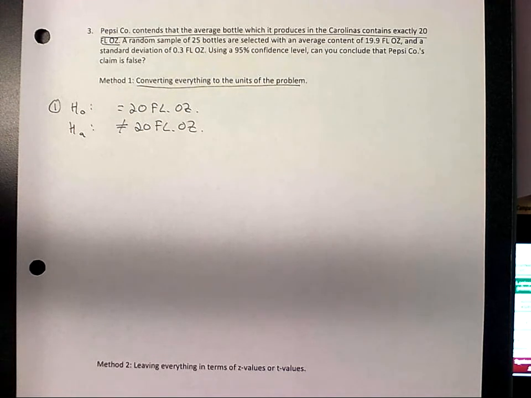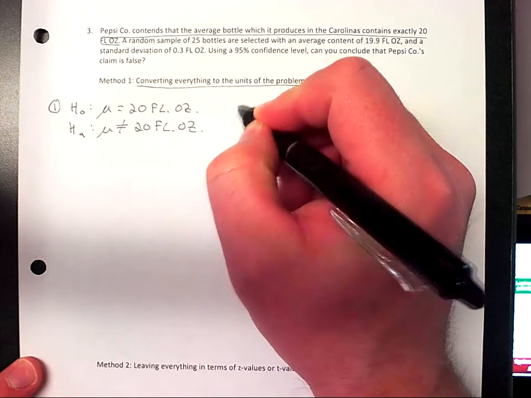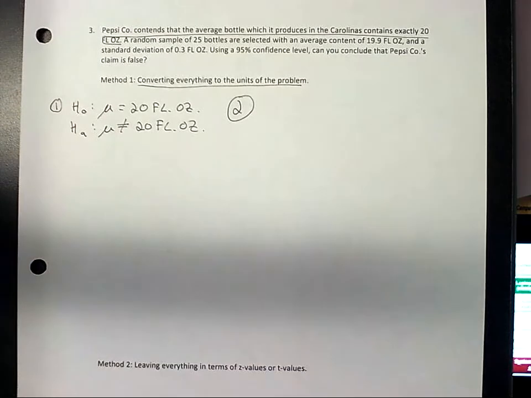Yes. Awesome. Then the third question that we're going to ask ourselves is, what's our parameter of interest? Are we dealing with averages or proportions? Averages. All right. Second step that we're going to do is we're going to draw our picture.